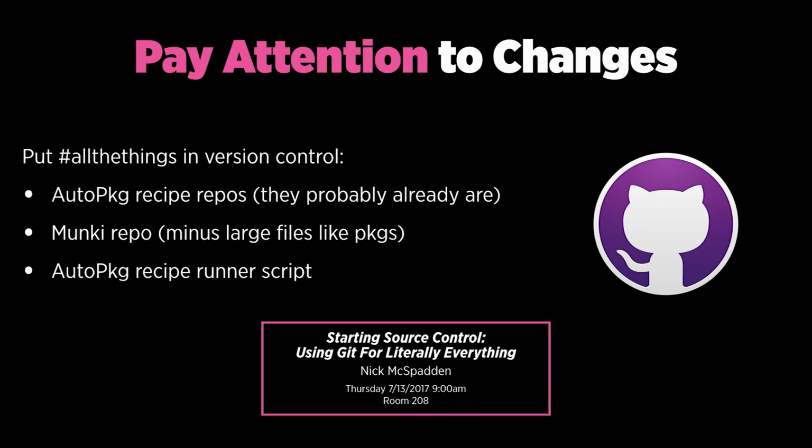That not only applies to AutoPkg recipe repos, which are probably already in Git, but also your monkey repo. If you haven't already thought of that, you can put your monkey repo in Git. There's lots of blog articles and talks out there about how to do that well. And even if you have like a recipe runner script that you use instead of something like AutoPkgr to periodically run your AutoPkg recipes, that should be in Git version control as well. And that makes it really easy to review all the changes to things.